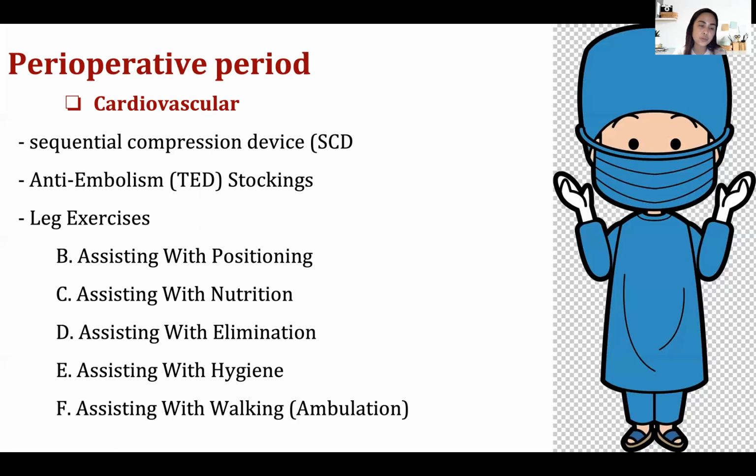Assisting with nutrition. We can assist also with the nutrition of the patient. For example, for those patients who receive general anesthesia, for operations which use general anesthesia, we should instruct the patient that he should still be NPO for 4 to 6 hours after operation. Why? Because the patient might vomit. This is a side effect of general anesthesia.